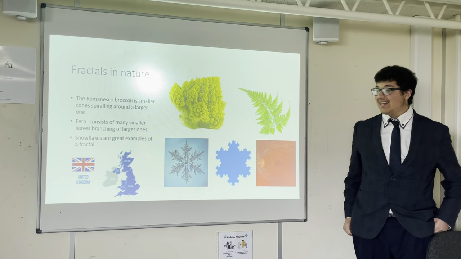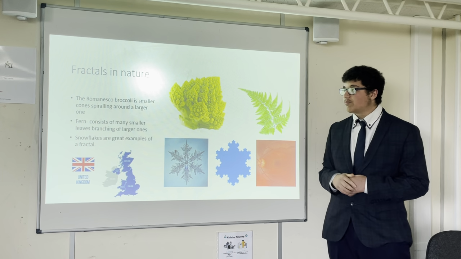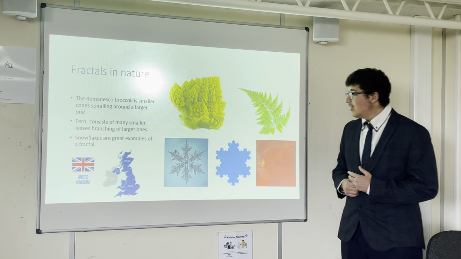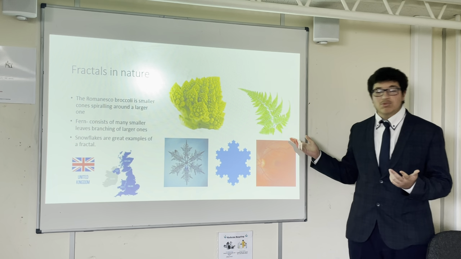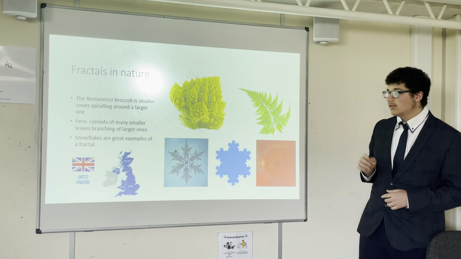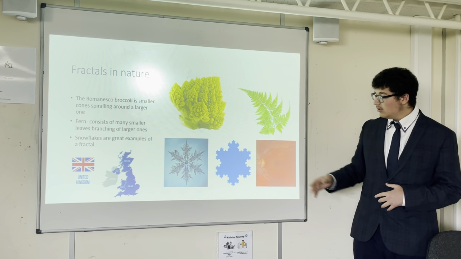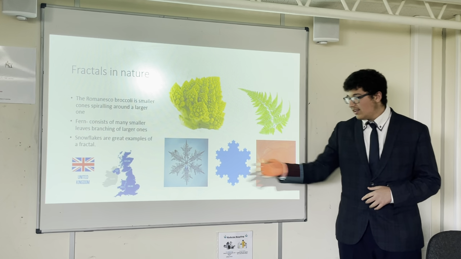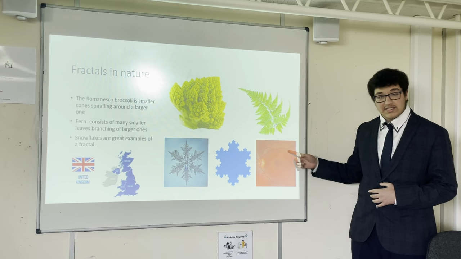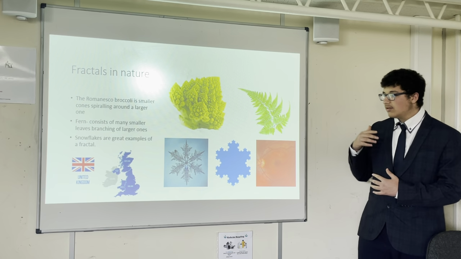Next we have fractals in nature. So you guys have seen this on the title page. It's the Romanesco broccoli. It's just a cone with smaller cones on it in a broccoli. The fern consists of many smaller leaves branching off, as you can see here, the leaves looking almost identical to the original leaf. Finally, we have a snowflake. This is a fractal snowflake, and this is the original snowflake. They are pretty similar. I mean, that is the blood vessel with multiple smaller blood vessels coming out. So you can see it's so similar.